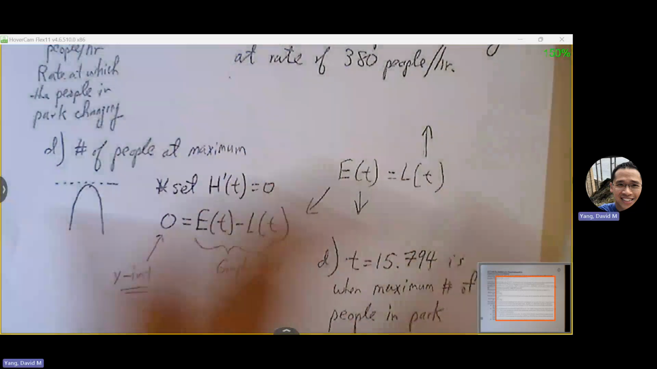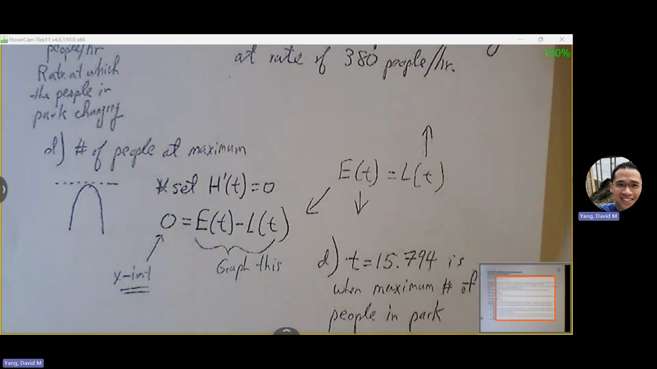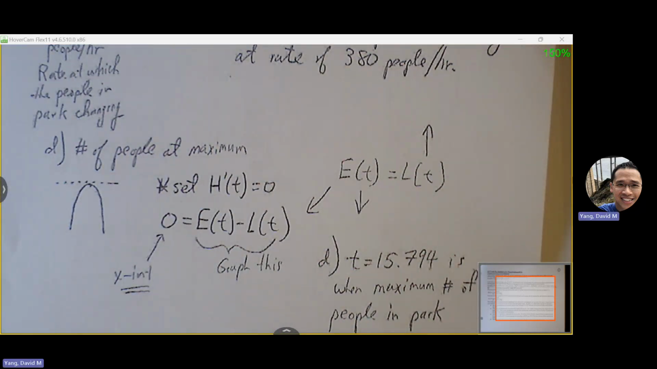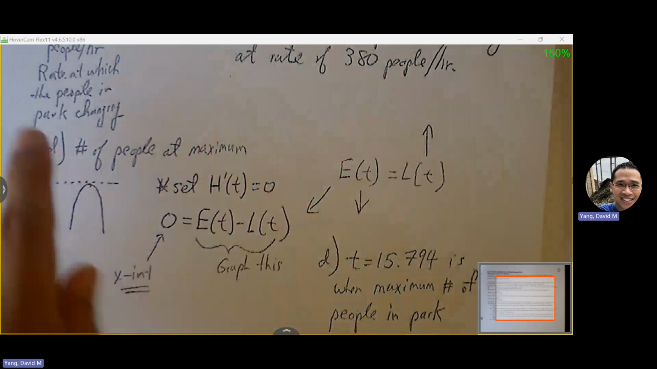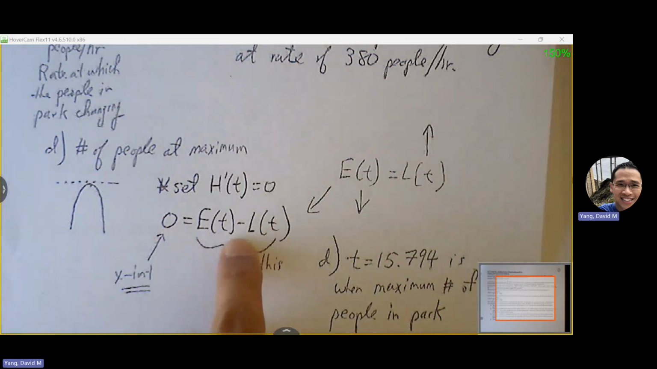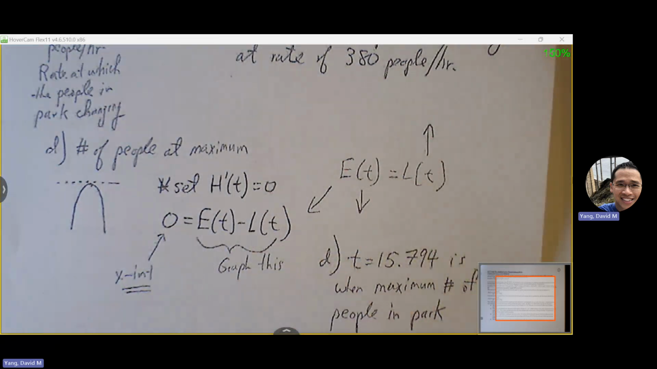This is going to be the pattern for a lot of these antiderivative word problems where you find the derivative and you set the derivative equal to 0 and you graph it, you look for the x-intercept, and that's going to be where your answer is.